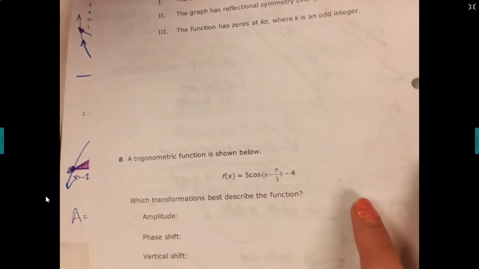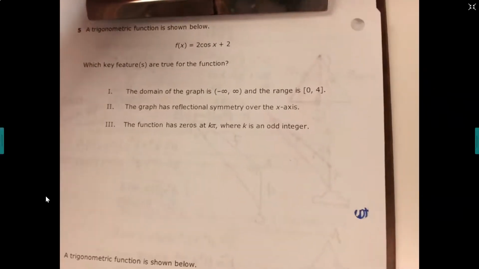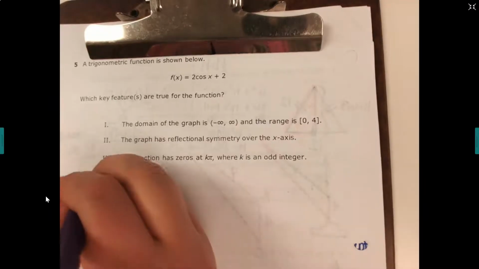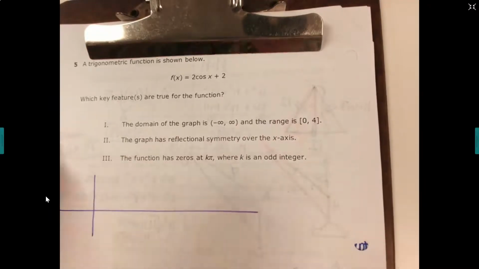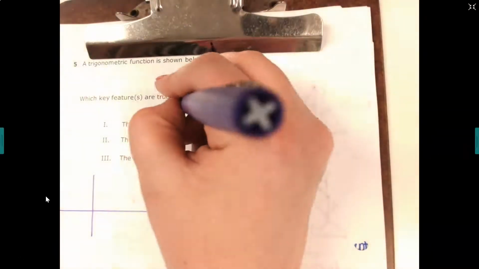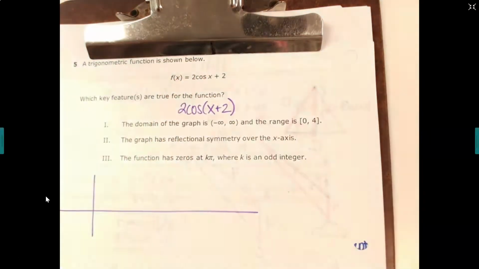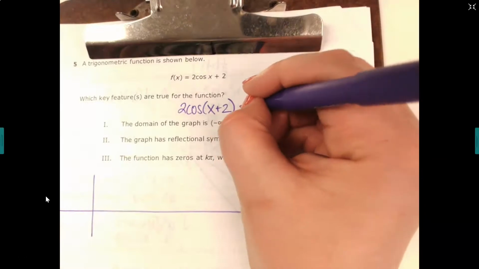Next one, look at your graph. 2 cosine x plus 2. Okay, first let's sketch a graph. Cosine x plus 2. Which way are we going to shift that? Now, if the x is in parentheses like this, which way would I shift it? To the left.